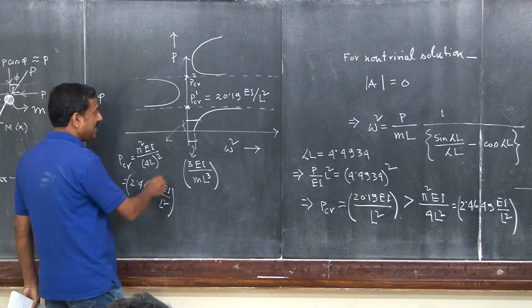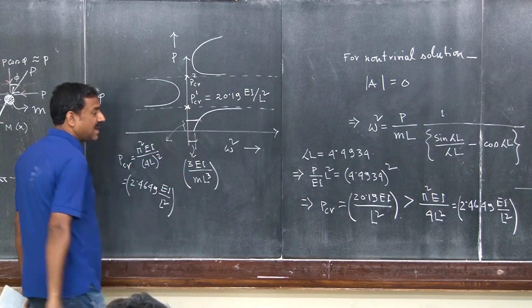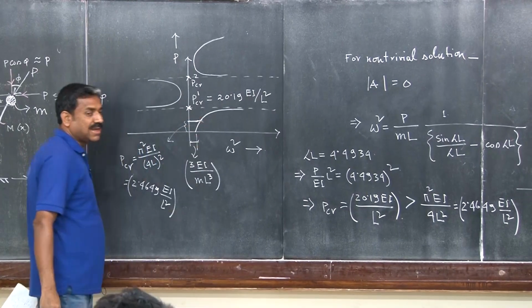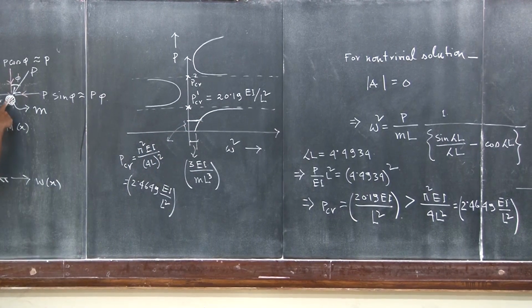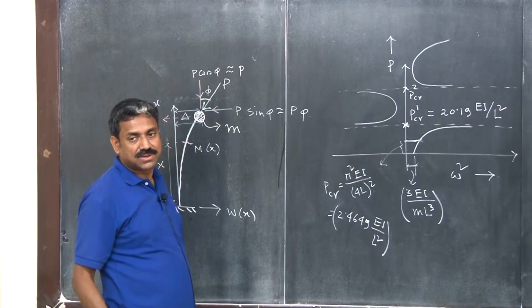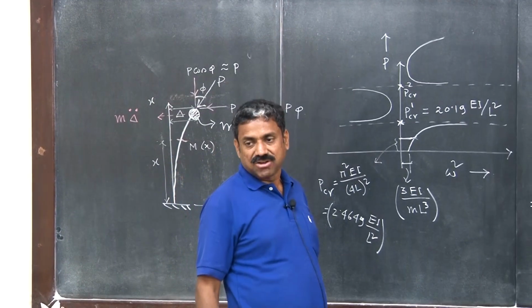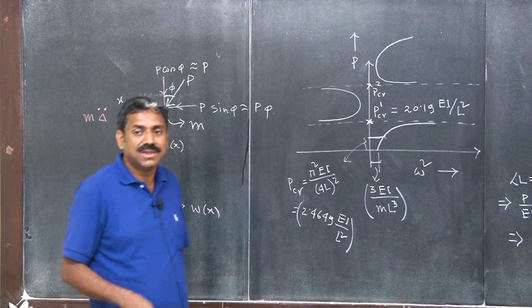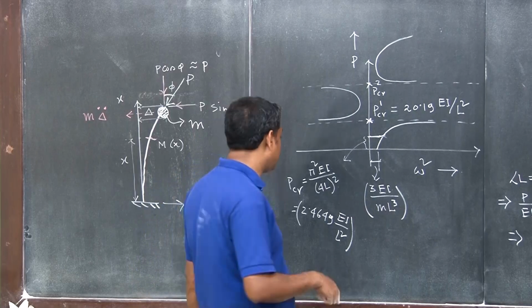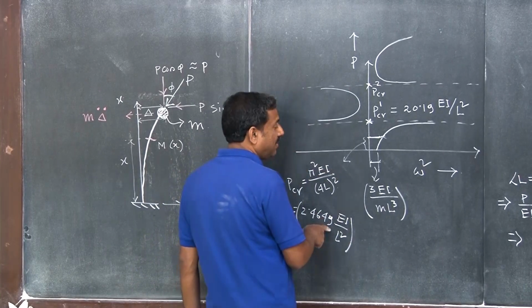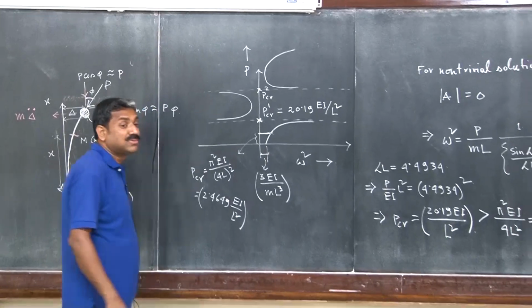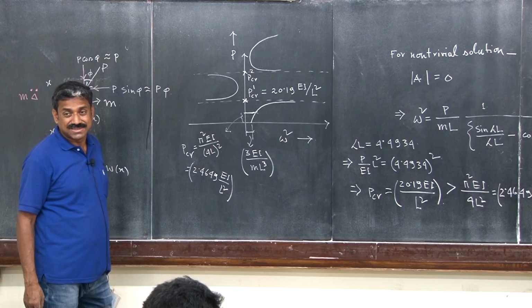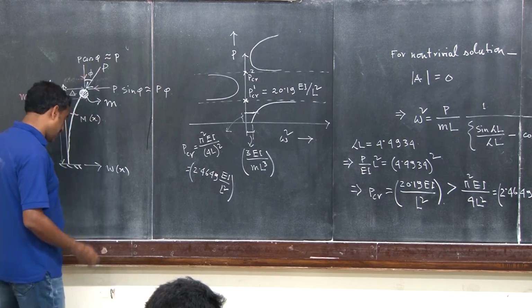So for the static case, a column which is subjected to axial compression, not a follower force, the respective critical load is how much? π square EI by effective length 2L, that is 4L square. So that is 2.4649. But for the follower force, the critical load is 20.1, almost 10 times increase. Why is there so much of an increase? Once again, let me tell you.